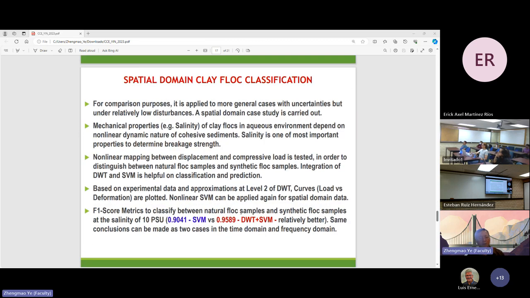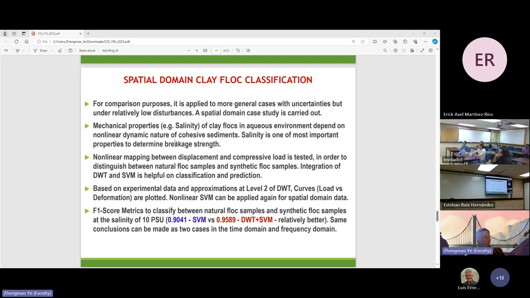Okay, let's take a look at the spatial domain clay-floc classification. This is for comparison purposes. It is applied to the more general case with uncertainty, but under relatively low disturbance. So we will introduce a spatial domain example.